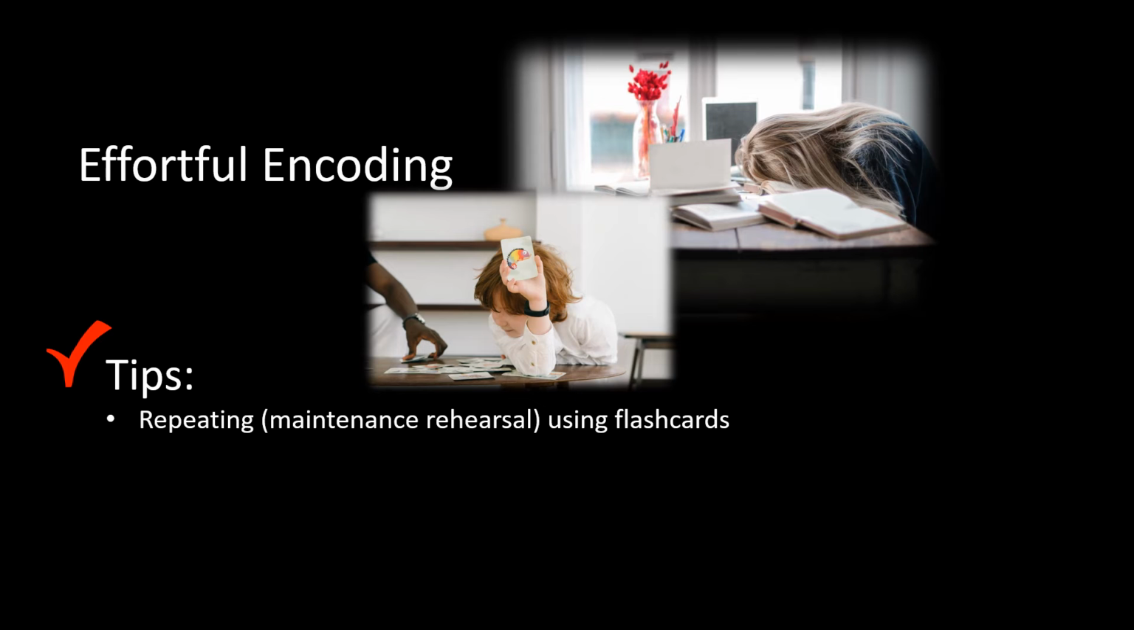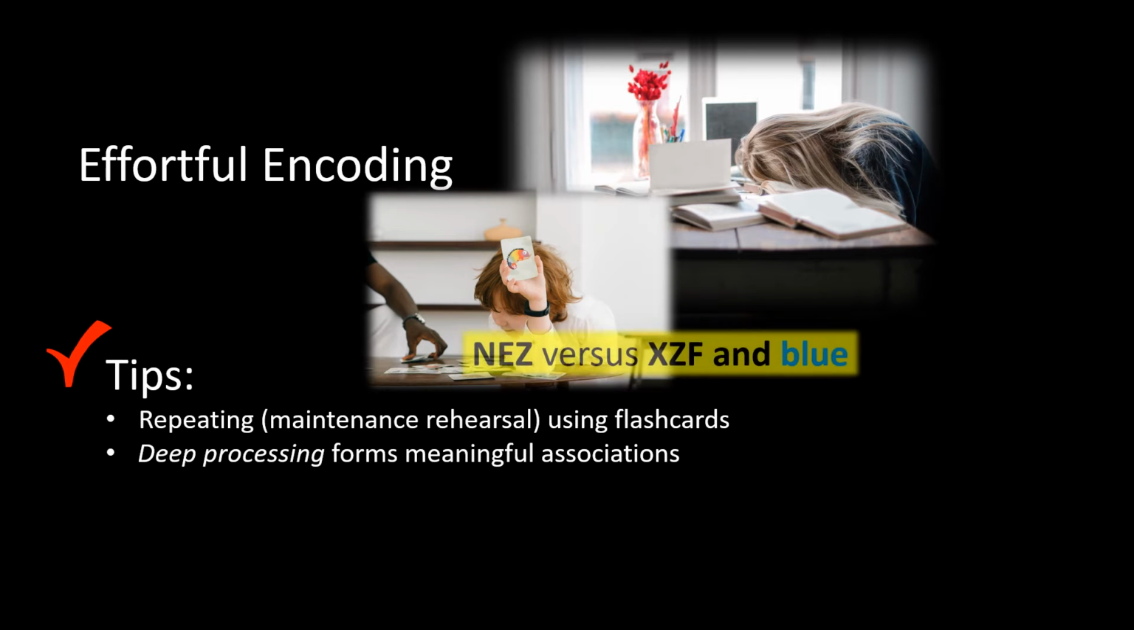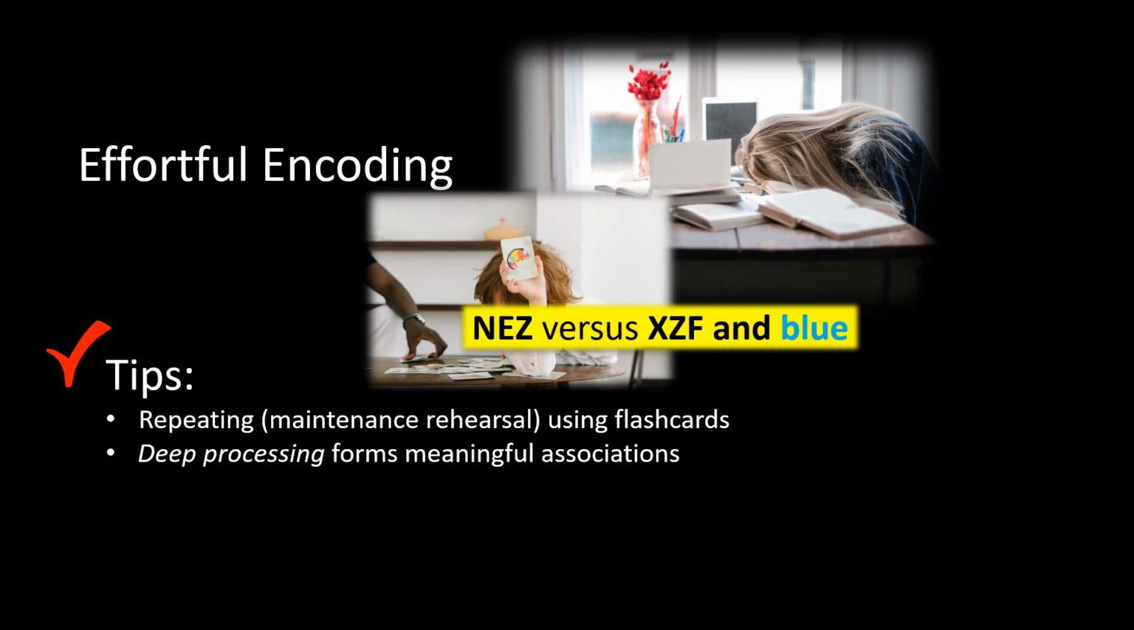Flashcards for repetition can work, but a more efficient system is to use deep processing, which makes information more meaningful by forming new associations to things we already know. In the memory test, you likely remembered the new nonsense word NEZ better than XZF because it's more similar to English. And you would have been more likely to remember the word blue if you went beyond color and associated it with a sentence about blue ocean or blue eyes.